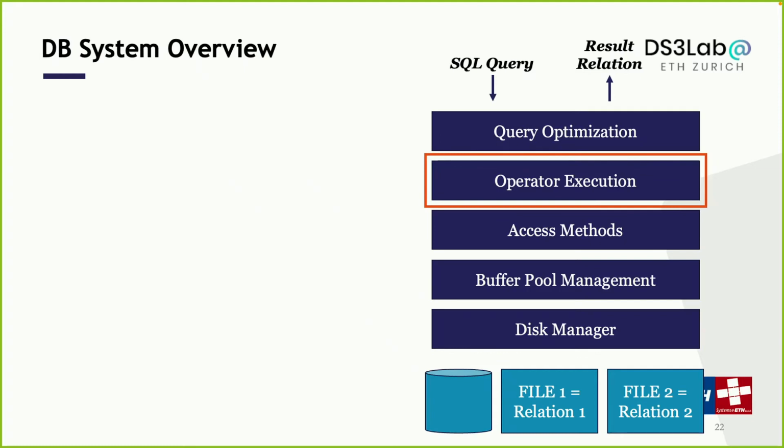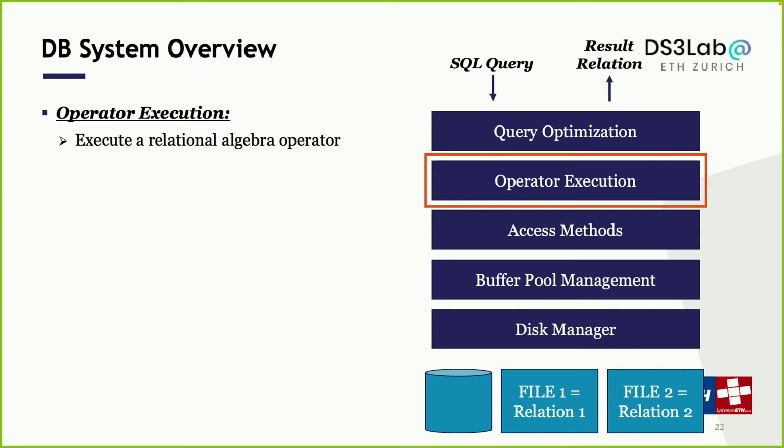Okay, now we know all three different access methods. We can start to go one level up. I really try to think about how we can use all those access methods to implement relational algebra operators. So that brings us to the operator execution layer. In this layer, the job of the system is to run relational algebra operators for you. You can do join, projection, selection, and so on and so forth.